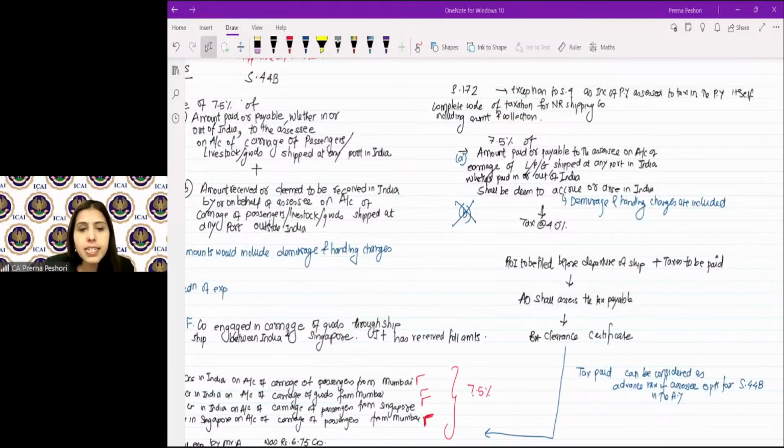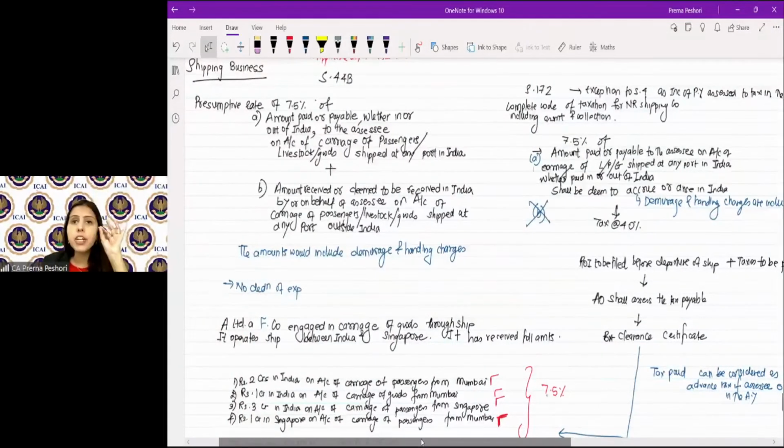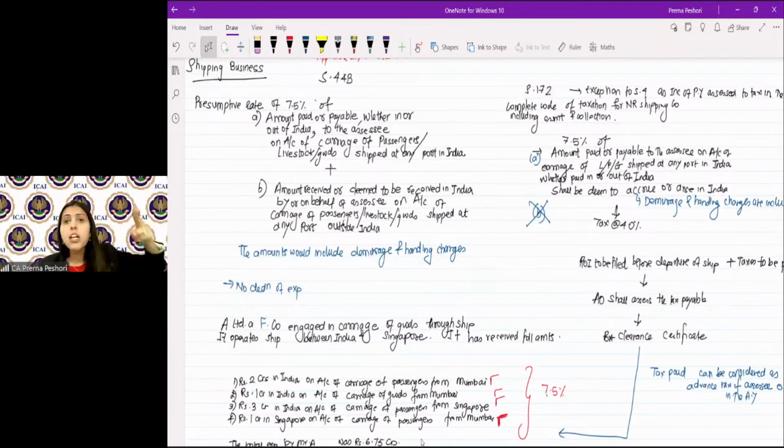Namrata, it's a simple thing. As I said, 44B is saying that the presumptive rate of 7.5% will be applicable on the amount which is received, whether in the Indian bank account or in the foreign bank account, in respect of carriage of livestock, passengers, goods, LPG shipped at any port in India, plus the amount received or receivable in India in respect of the carriage of LPG to any port outside India. Under 172, you only have 7.5% of the amount paid or payable, whether in India or outside India, in respect of shipment of LPG at any port in India. It is not covering any port outside India.